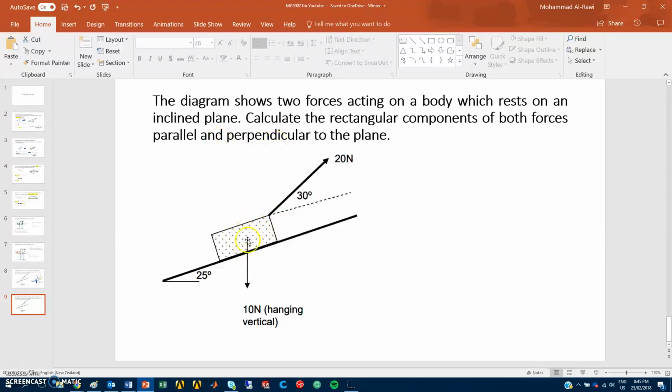So you have this body here, and there is a 20 newtons force trying to pull it up in that direction with 30 degrees inclined. And the other one is 10 newtons hanging vertical, which is the other force we're trying to work out. So if we want to calculate the rectangular components of both forces, parallel and perpendicular to the plane, we need first to resketch this question again.